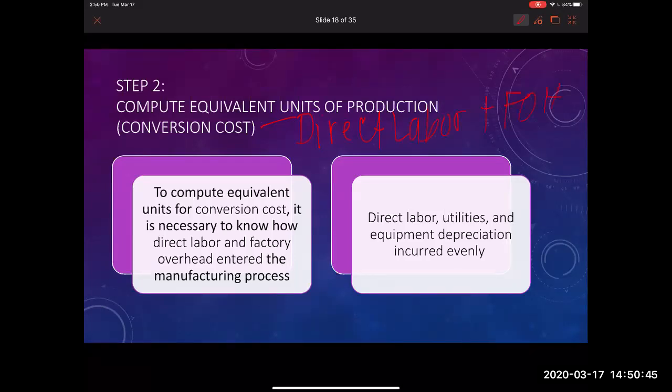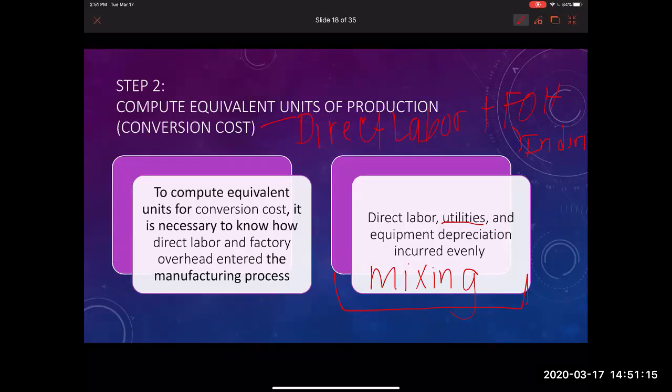Factory overhead is all of your indirect materials, indirect labor. It includes your utilities. It includes your depreciation on the equipment. Again, we're looking at, say, the mixing department, and we're talking about how I am applying this direct labor and factory overhead, also known as conversion costs, in making the ice cream.